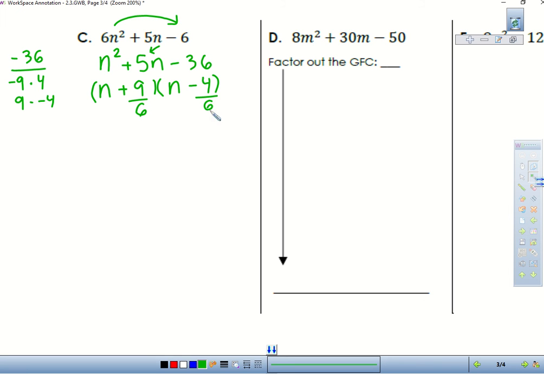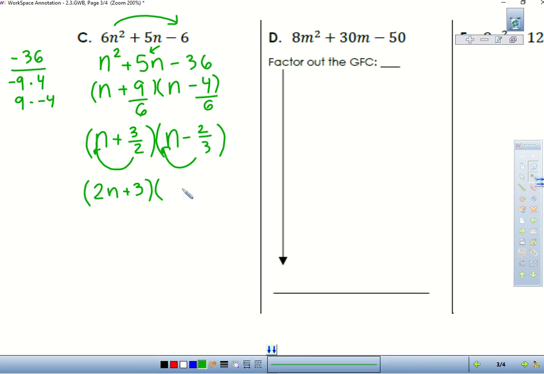In this case, both of these fractions can actually be reduced. What would that first fraction reduce to? 3. Good. And what would the second one reduce to? 2/3. Good job. Once you reduce those fractions, you bring the denominators in front of the n. And that is our fully factored form.